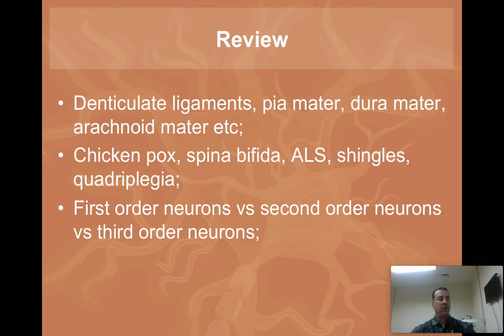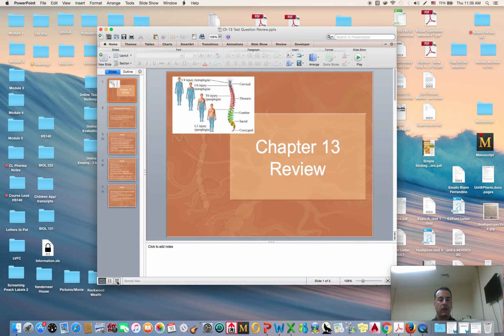Intrafusal versus extrafusal, said that already. Alpha motor neuron versus gamma motor neurons. Stretch reflex, what is that? Versus flexor reflex, withdrawal reflex, crossed extensor reflex. I know they're in the textbook. Okay. And contralateral reflexes, Golgi tendon apparatus.